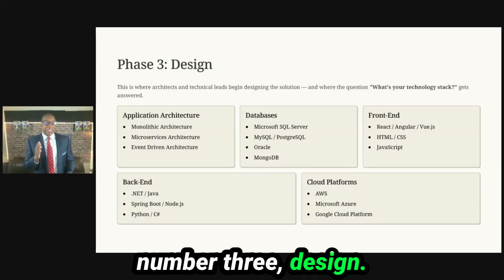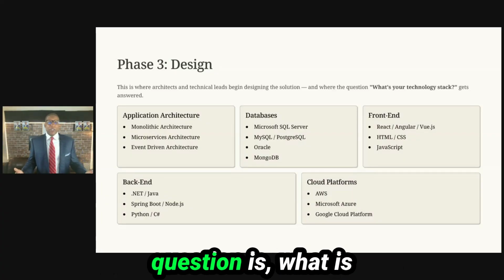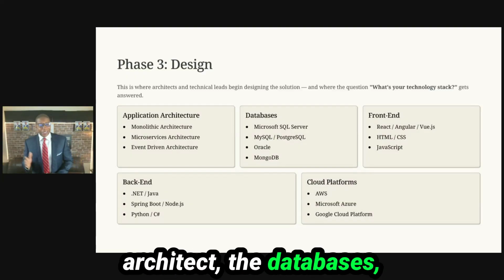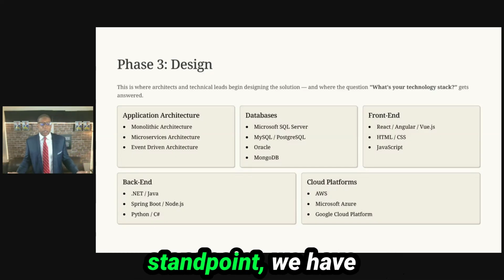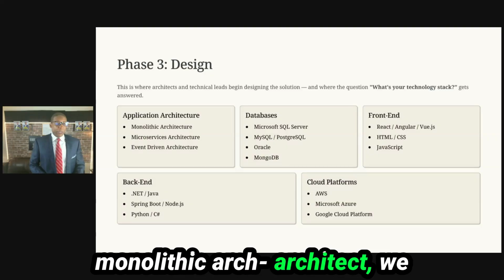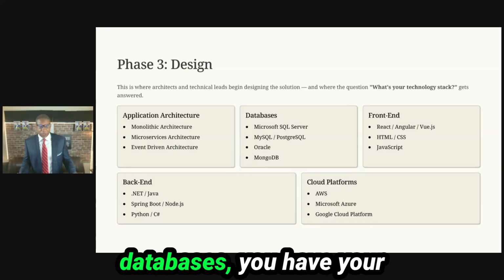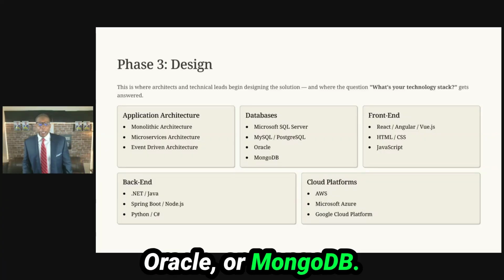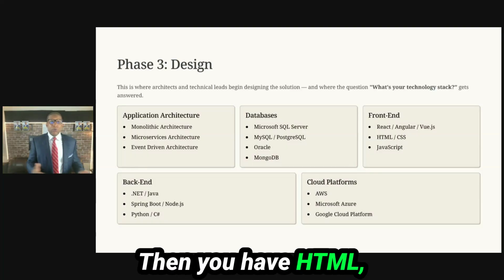Phase number three, design. This is when the architects and technical leads begin to design the solution. This is where the question is, what is your technology stack? Because we need to understand the application architecture, the databases, the front end, the back end, and the cloud platforms. From an application standpoint, we have monolithic architecture, microservices architecture, and event-driven architecture. Now, when you look at databases, you have Microsoft SQL Server, MySQL, PostgreSQL, Oracle, or MongoDB. Now, front end, this is your React or Angular or Vue. Then you have HTML, CSS, and JavaScript.